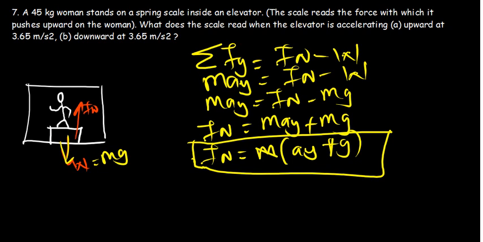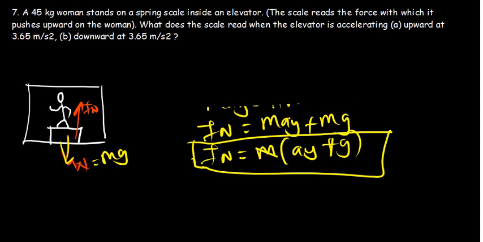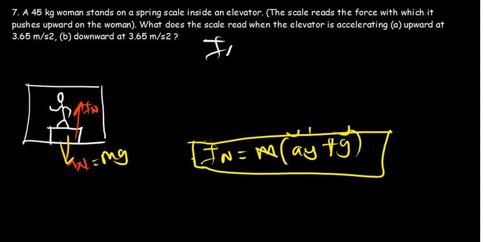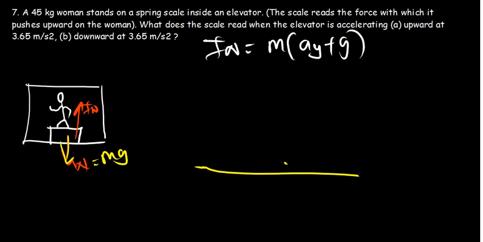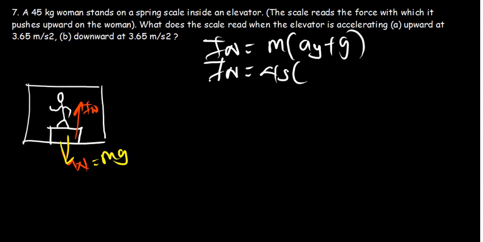Okay, so from this formula now we can solve the questions. Any question, you just derive that formula and now start plugging the values. So as we can see, we have said that it's going to be reading the normal force. So it's going to be m acceleration in y direction plus g. If that is the case, let's now see the question. So what is it going to read when it goes up with an acceleration of what? So we know the mass is 45. Acceleration up is positive, so it's going to be 3.65 plus our g is 9.8.